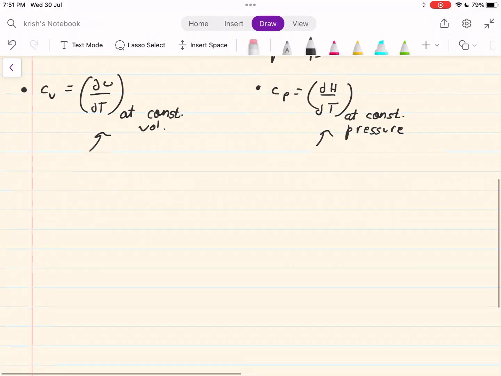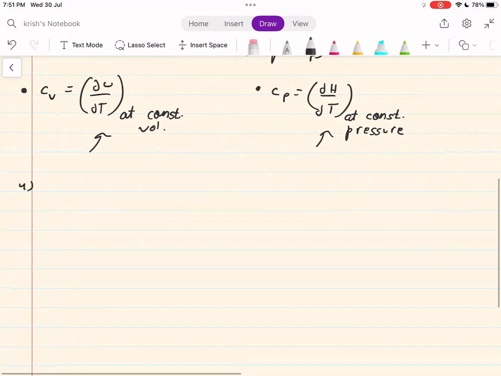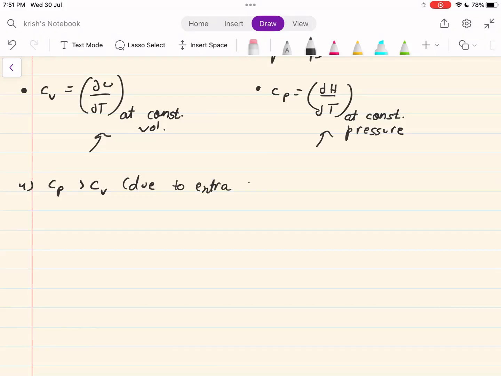Okay, moving on. Cp is always greater than Cv due to extra PdV work. Because Cv is calculated at constant volume, and if there's constant volume, there's not going to be any work. But since Cp is calculated at constant pressure, there is some PdV work.